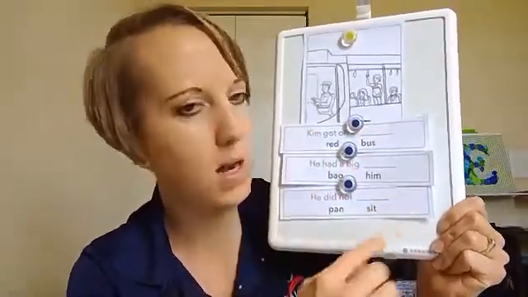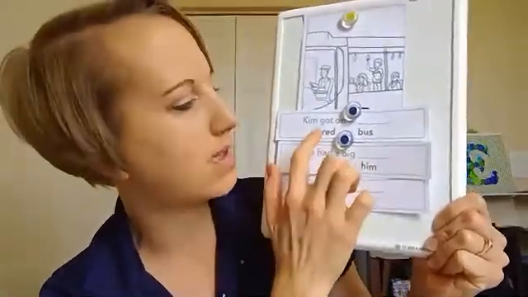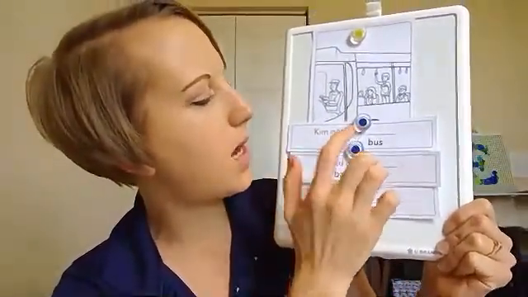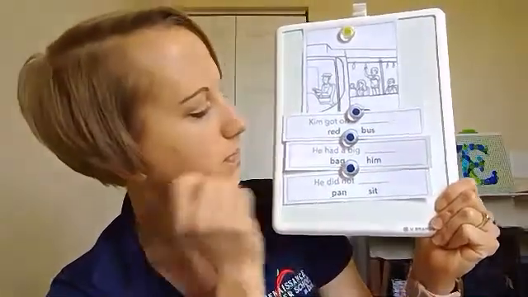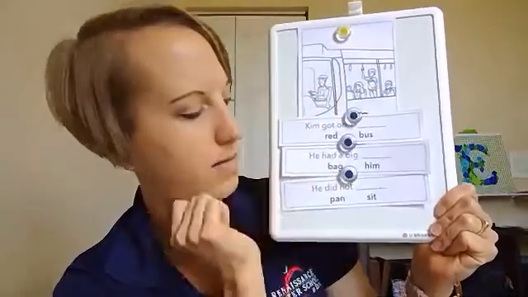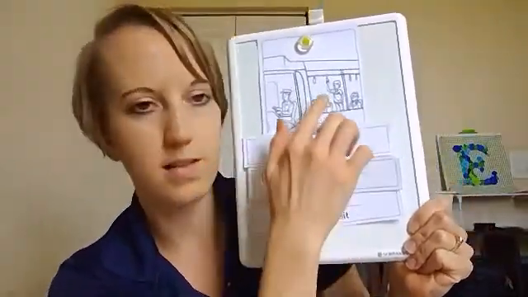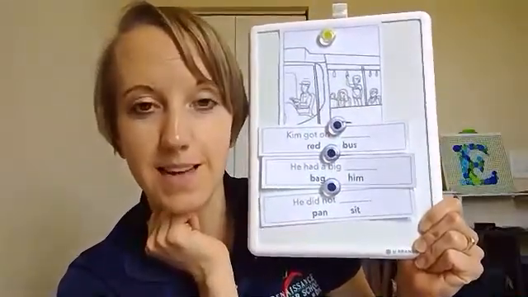So if we combine all of these sentences into a paragraph, it would read like this. Kim got on a bus. He had a big bag. He did not sit. That makes sense, doesn't it?